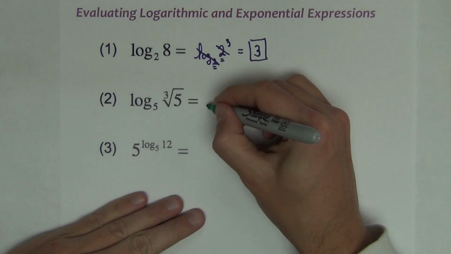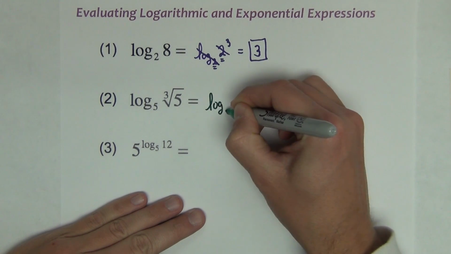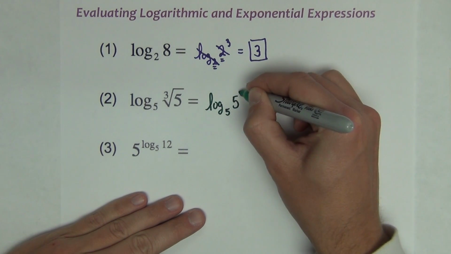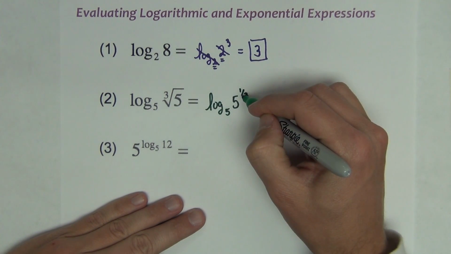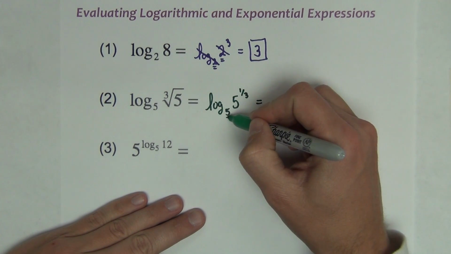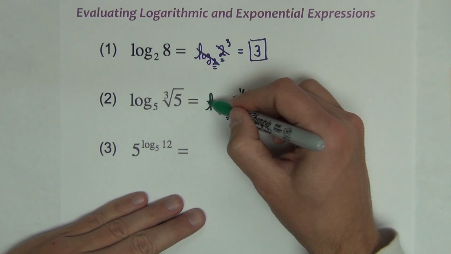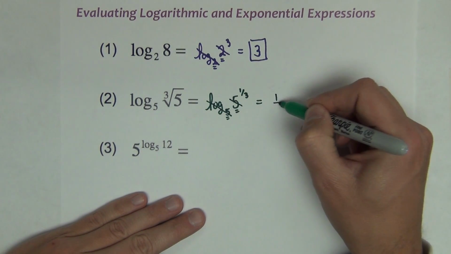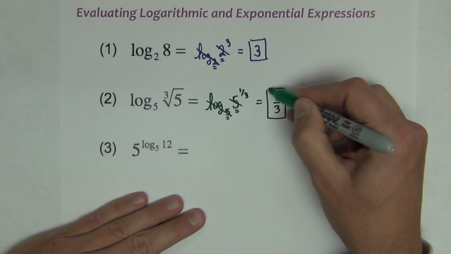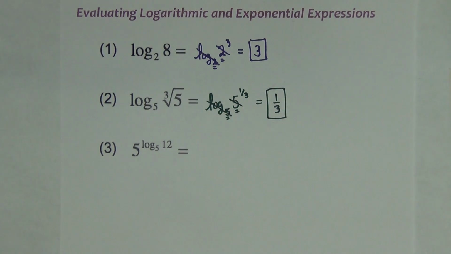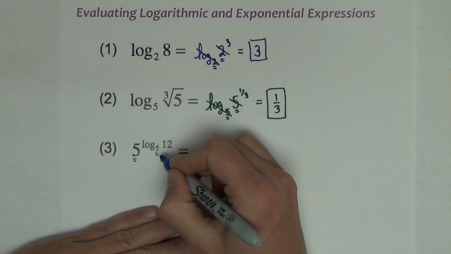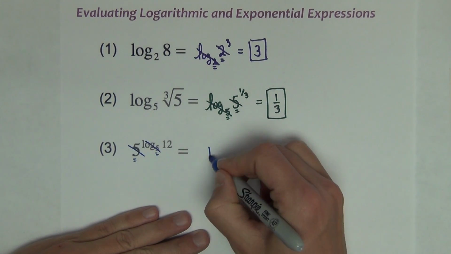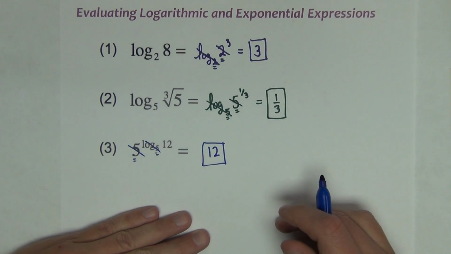Okay, this problem rewritten could be log base 5 of 5 to the 1/3 power. Now again, cube root as a rational exponent. Well, since I've allowed these 5s to match, inverse idea, they cancel out, the answer is 1/3. Okay, the last one, no rewriting is required here. We've got 5 raised to the log base 5. Again, I'm noticing these numbers matching, so they cancel out, and the answer is just 12.